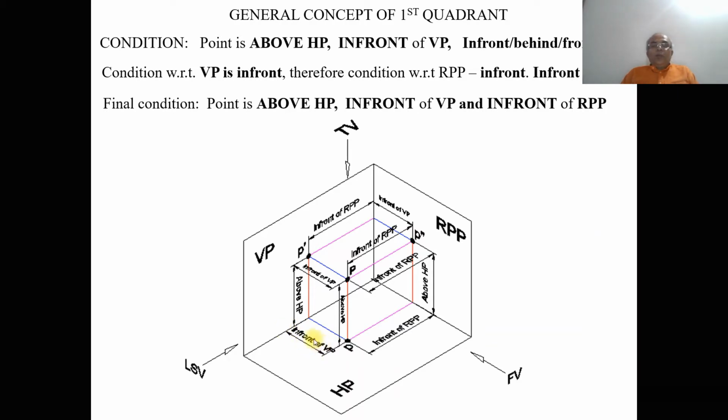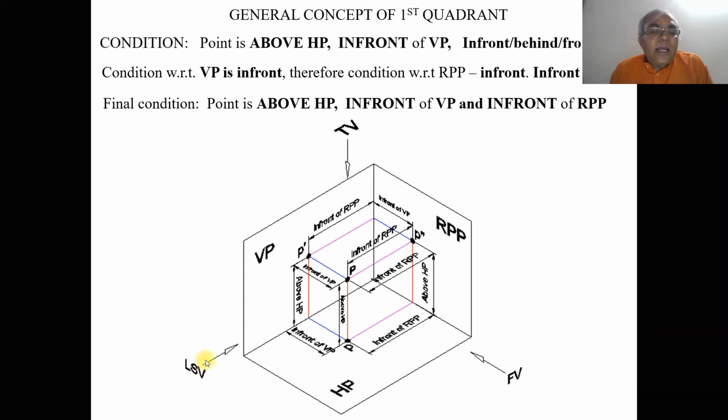Similarly, now when we are considering the point with respect to the profile plane, when you look from the front view, I can see the distance in front of the RPP. But now, if I want to see the image on the right profile plane, I have to see in the direction perpendicular to that plane.